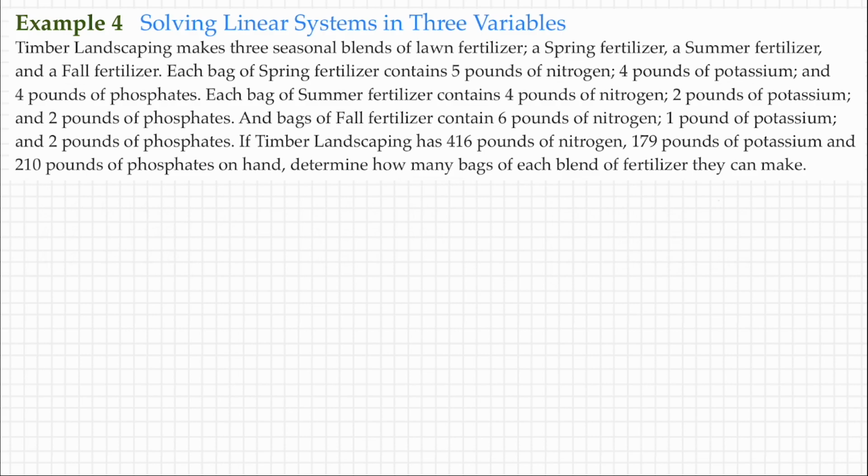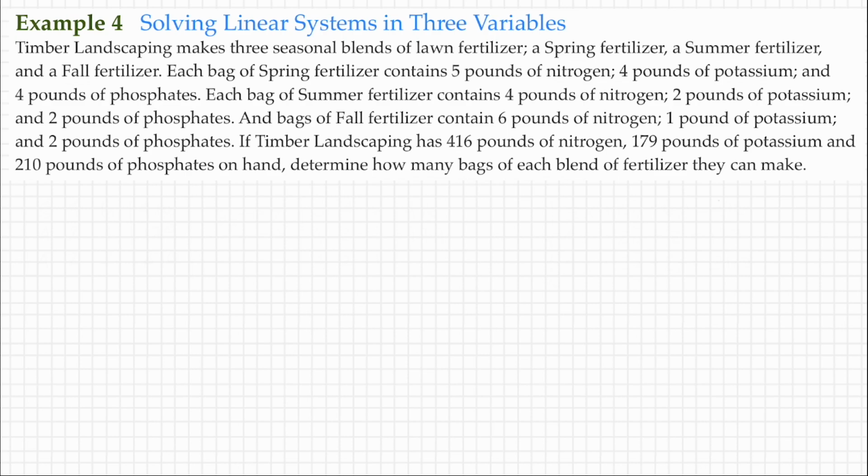So we continue with this example solving linear systems in three variables, and we have this word problem. It's similar to the previous example, and this one says, Timber Landscaping makes 3 seasonal blends of lawn fertilizer, a spring fertilizer, a summer fertilizer, and a fall fertilizer.